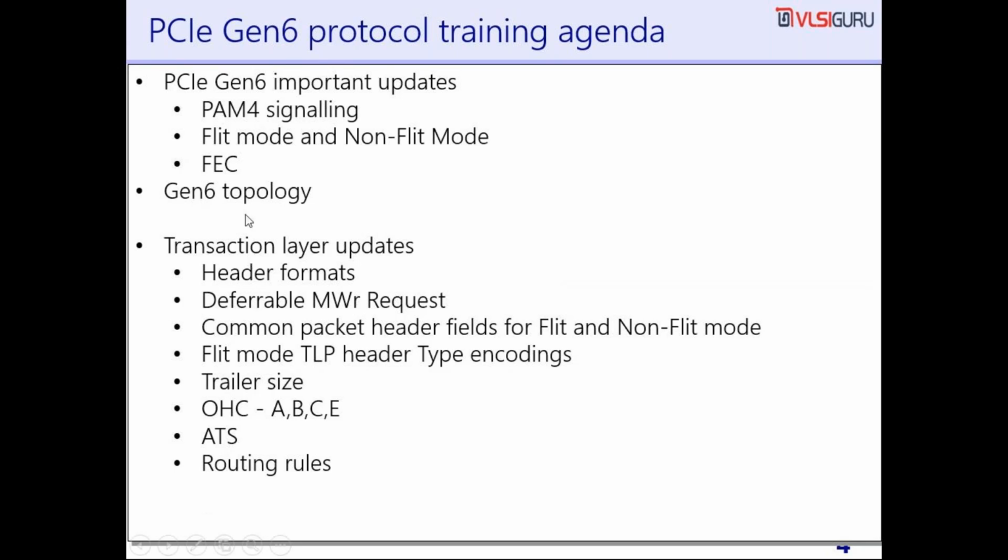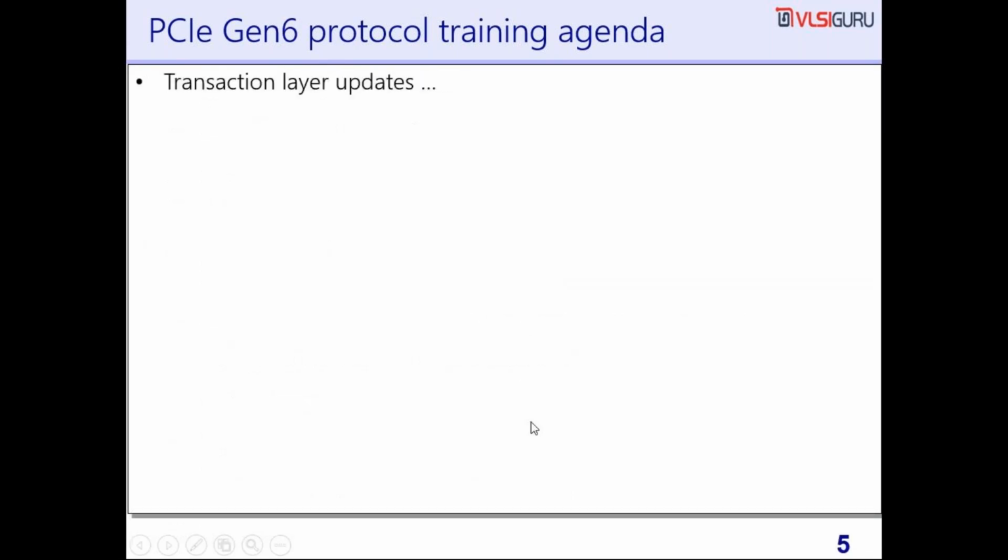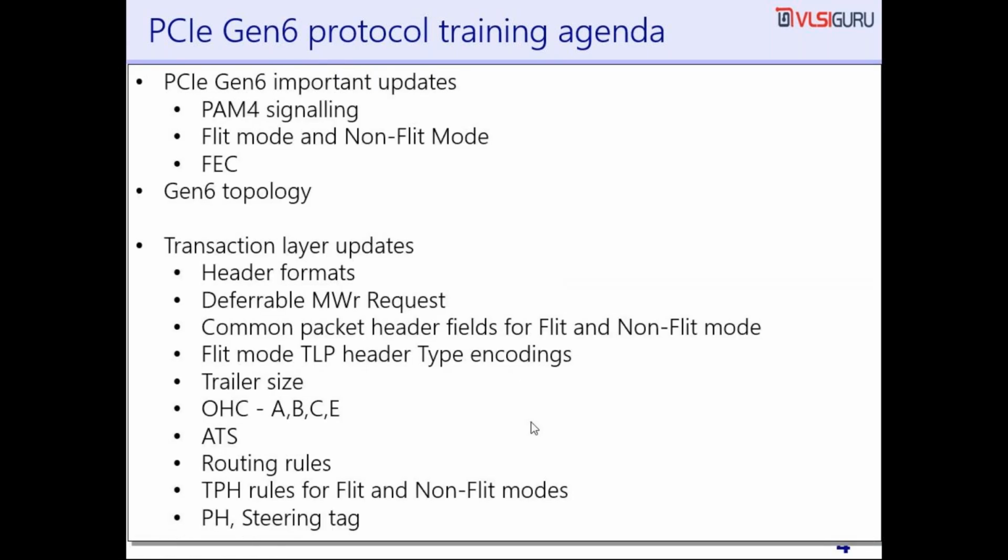You see, mostly our focus as part of this training will be to understand how things have differed and what new things have been added in Gen 6. And then we'll also talk about TLP processing hint rules for both flit and non-flit modes. Then we'll talk about processing hints and the concept of steering tag.